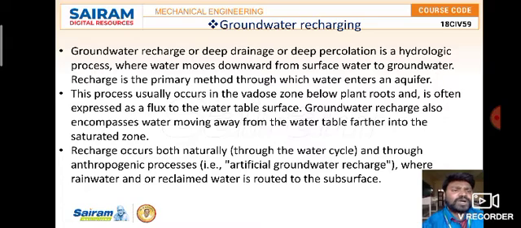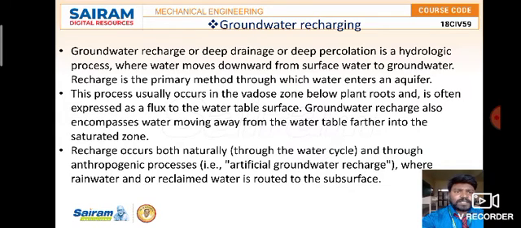And so how do we do this recharging? When depletion takes place, how do we recharge? Recharge, or deep drainage or deep percolation, is a hydrologic process where water moves downwards from the surface to groundwater. Recharge is the primary method through which water enters an aquifer. So water from the surface level enters the earth through the pores. That is what recharging is all about.